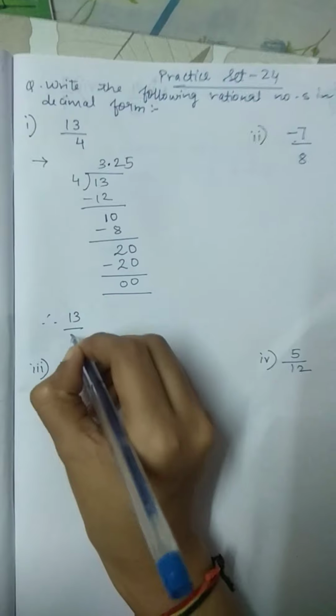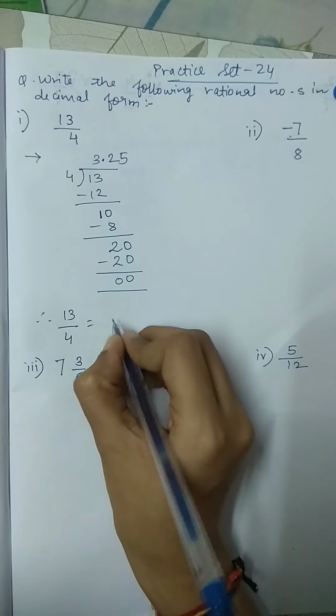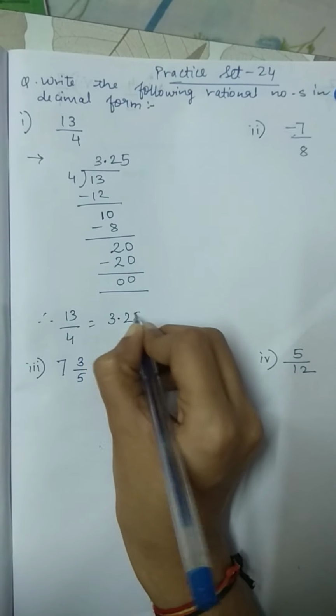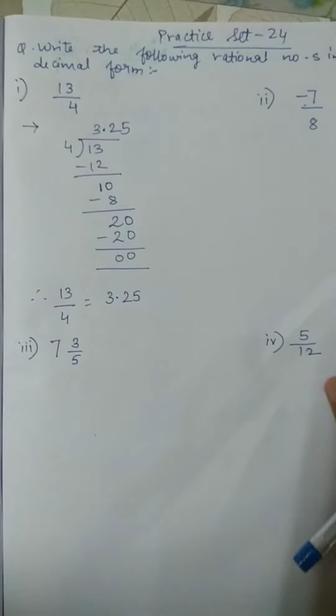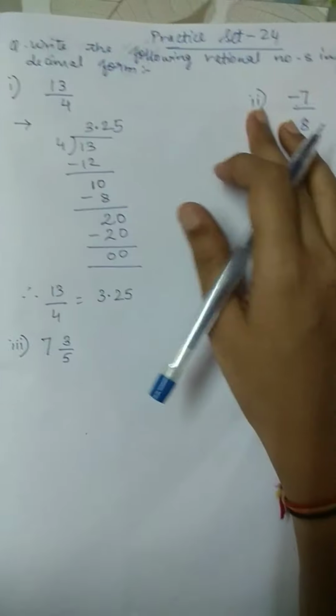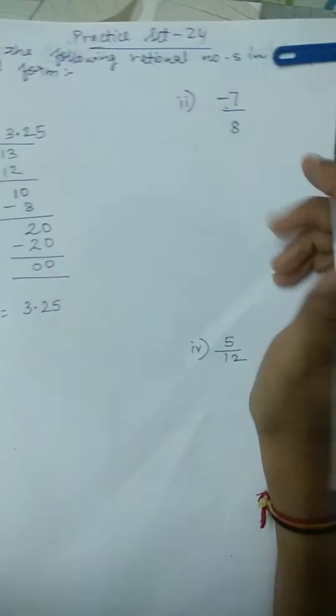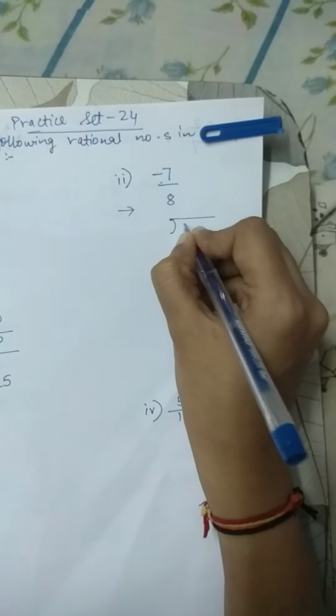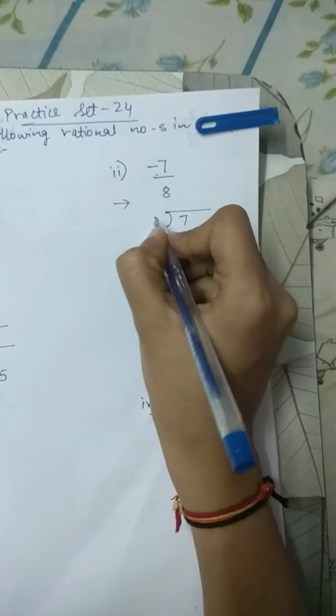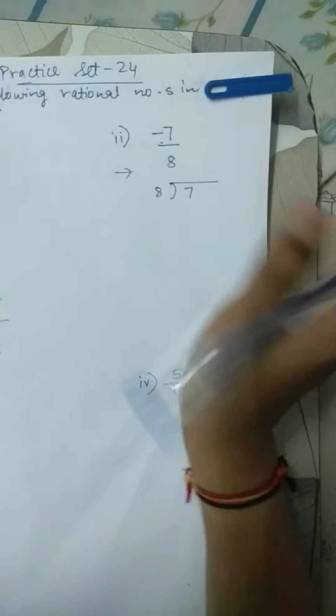Therefore 13 by 4 in decimal is 3.25. That's how we solve this. That's how we convert a rational number into decimal. Next, negative 8 by 7. Now when we are dividing, we won't be writing negative here. In the final answer, we will write negative because negative by positive is negative.